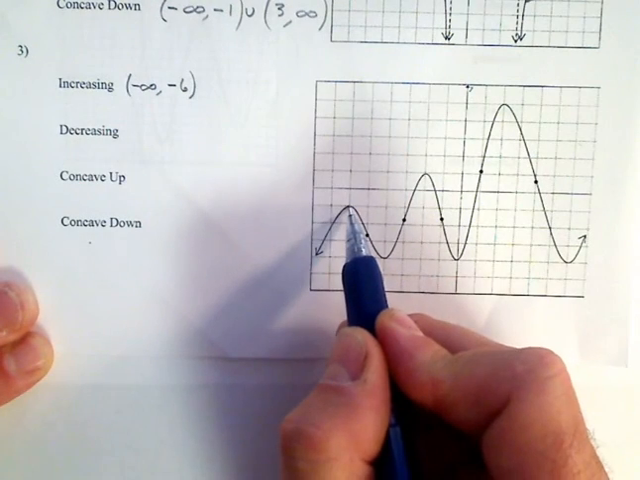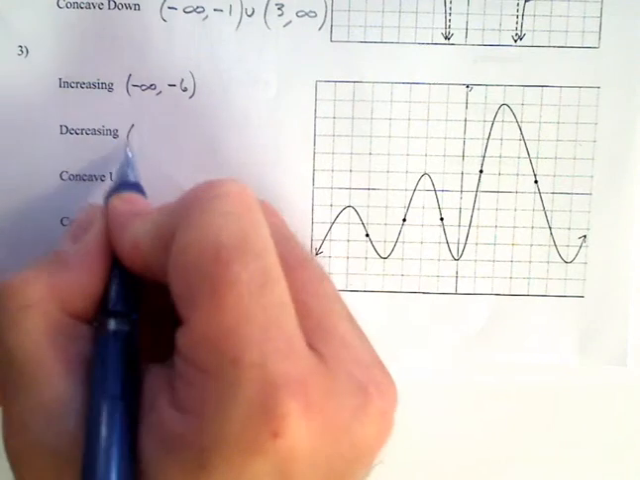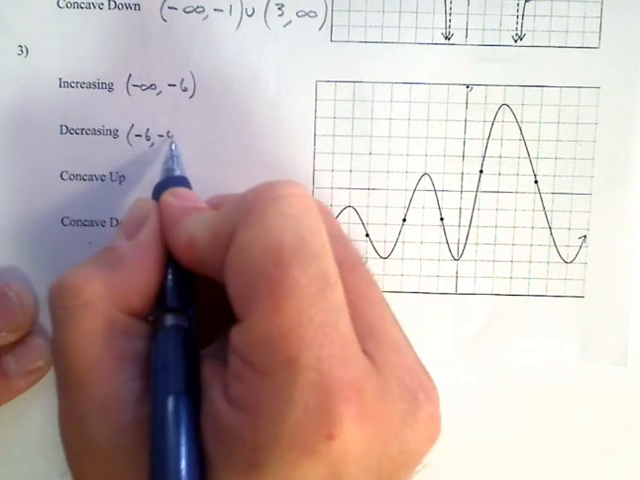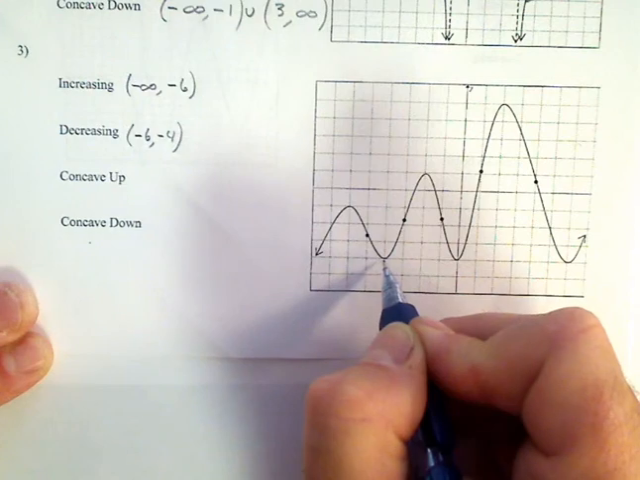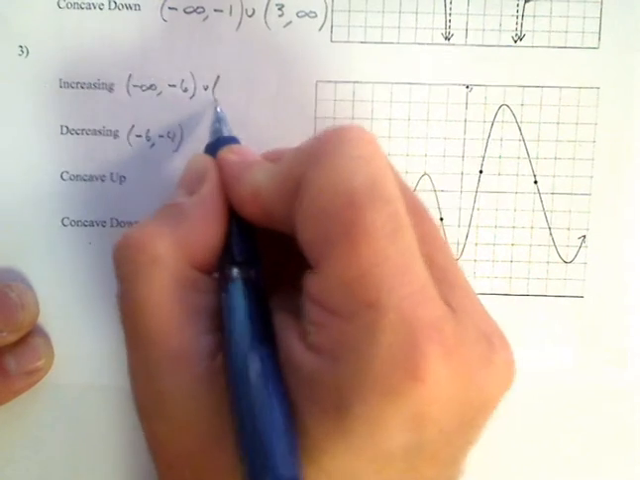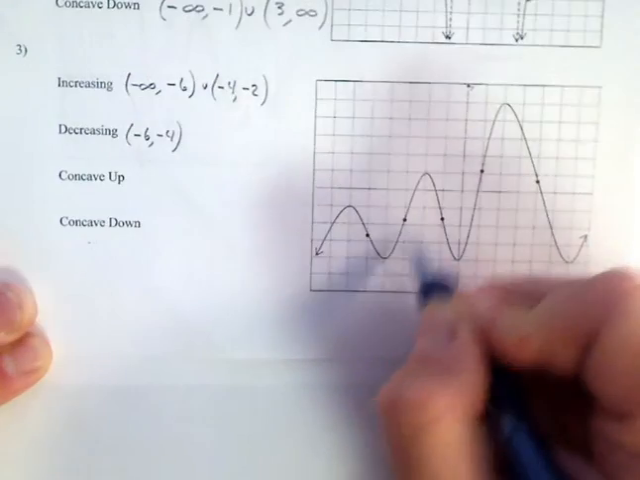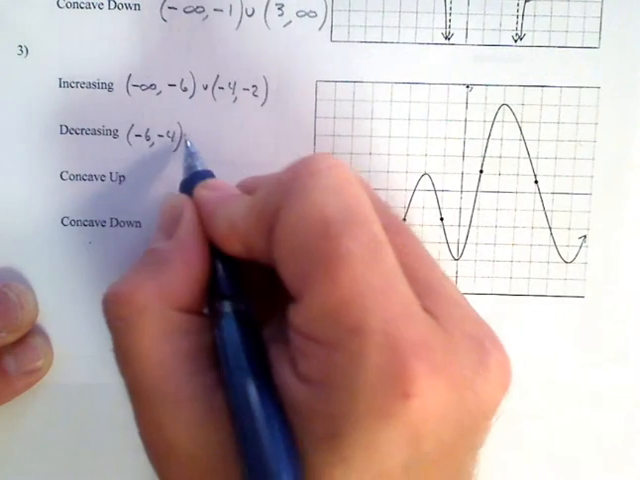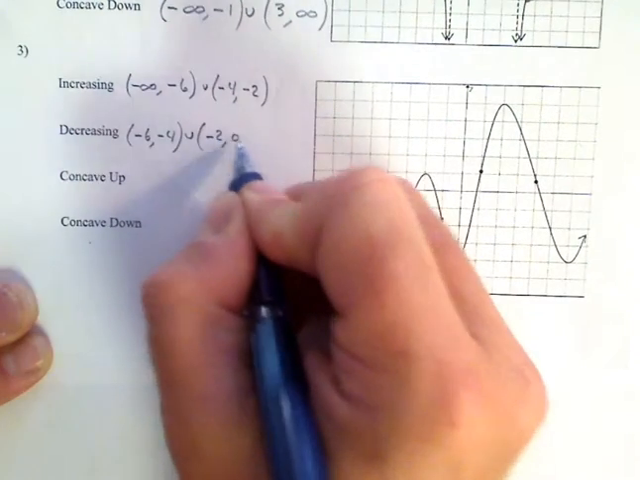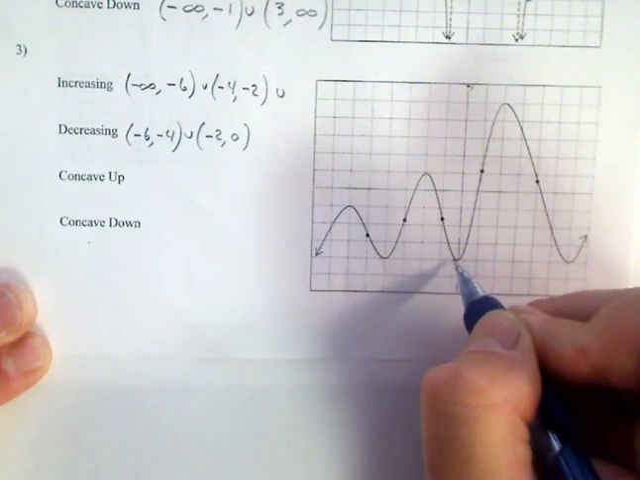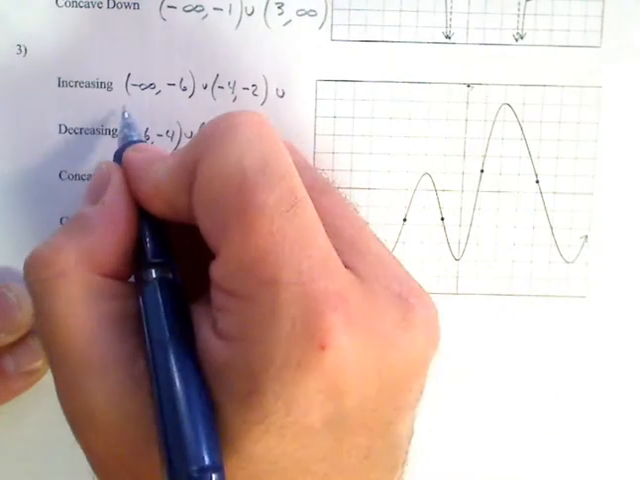Then it goes to decreasing from -6 to -4. Then increasing from -4 to -2. Decreasing from -2 to 0. Increasing from 0 to 2.